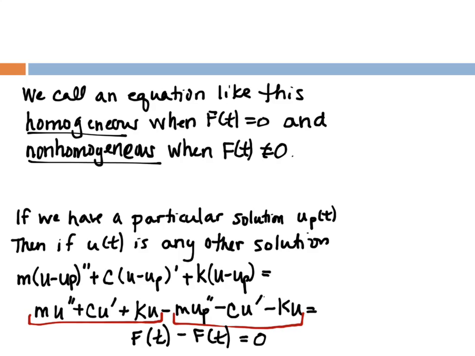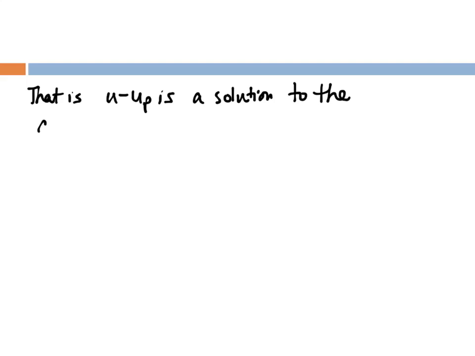So what does that mean? Well, it means that u minus u sub p is actually a solution to the homogeneous equation. So if u and u sub p are solutions to the non-homogeneous equation, then the subtraction of them, their difference, is a solution to the homogeneous equation. I'm going to write that over here because I've run out of space. So that is, u minus u sub p is a solution to the, we'll call it, corresponding homogeneous equation.